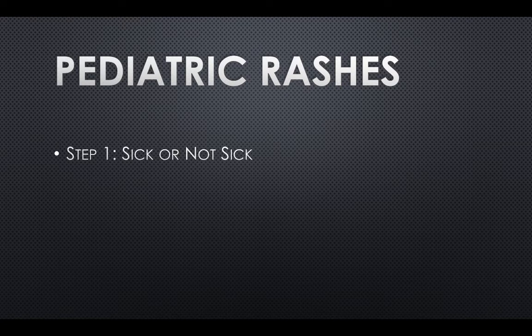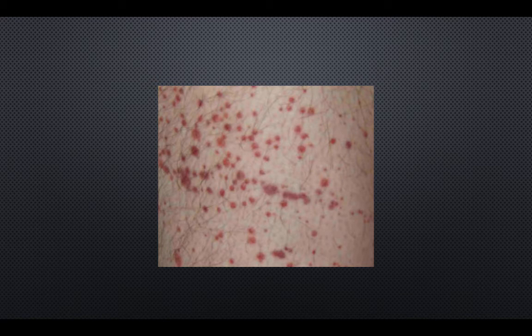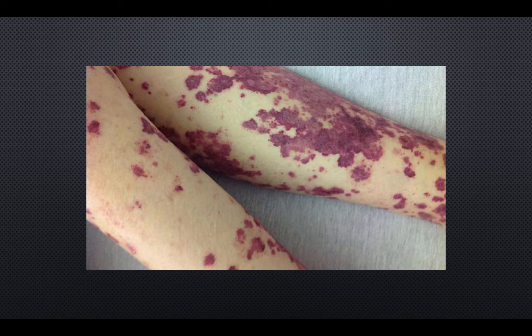Step 1 is to determine whether the patient is sick or not sick. If they're sick, don't waste time pontificating the rash, and do what you do as an EM physician, save a life. If they are not sick, move on to step 2, which is to look for evidence of badness. Does the patient have petechiae signifying ITP or meningococcemia? Is it purpura with HSP, DIC, TTP, or non-accidental trauma?